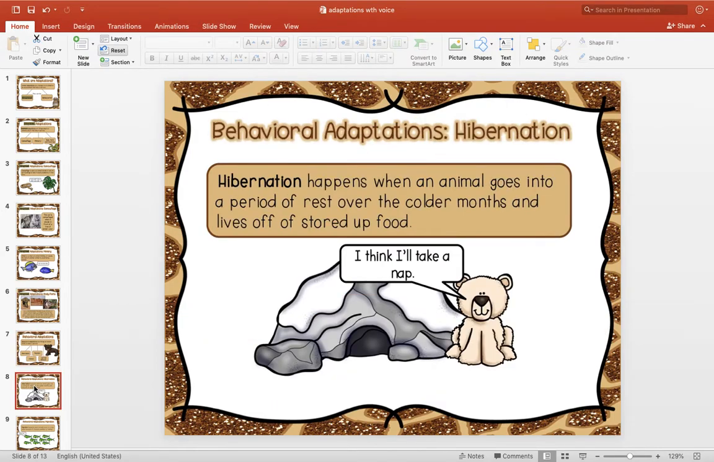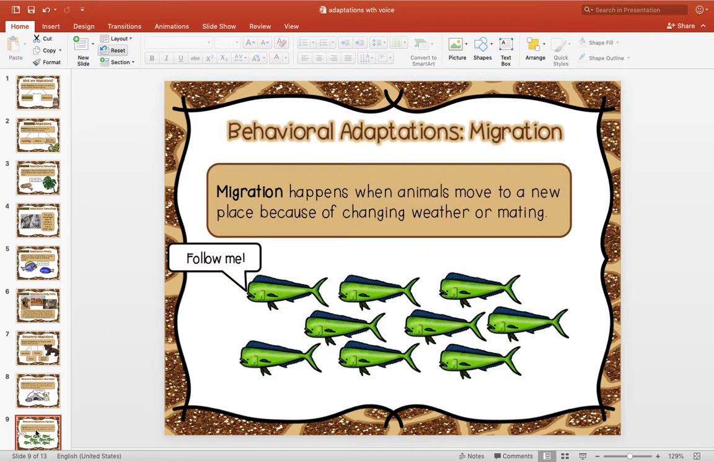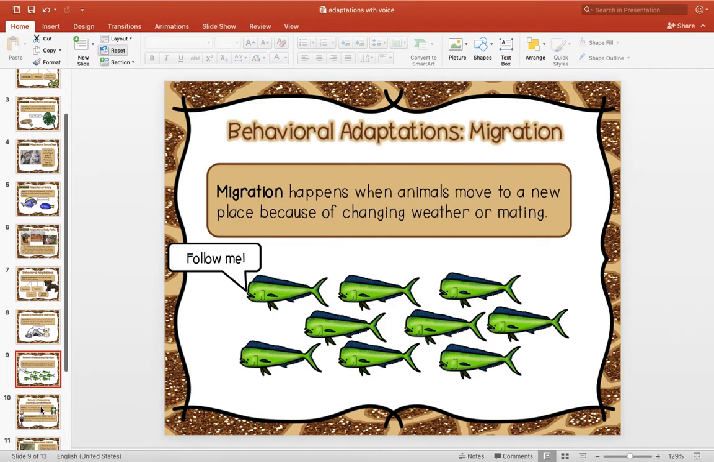Hibernation happens when an animal goes into a period of rest over the colder months and lives off of stored food. So a bear can go into hibernation, and when it does, its body slows down, its heart rate slows down, everything slows down so that its body doesn't require as much energy to stay alive, and therefore it doesn't need as much food. We also know about migration. Migration happens when animals move to a new place because of changing weather or for mating. We talk mostly about birds and whales migrating, but there are actually a lot of other animals that migrate as well.